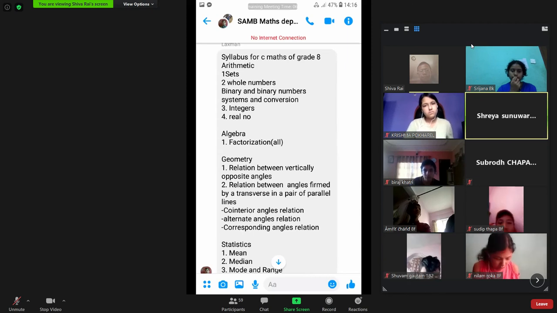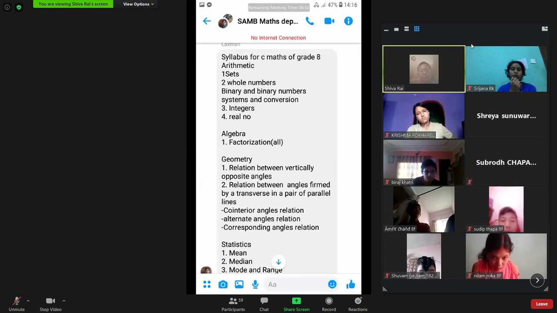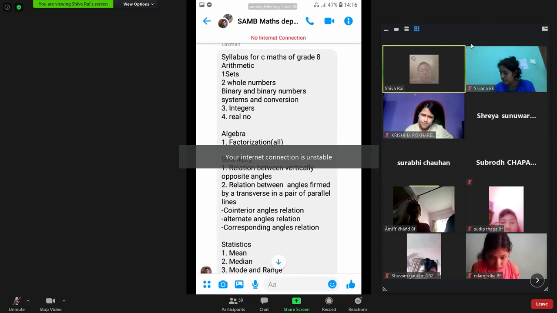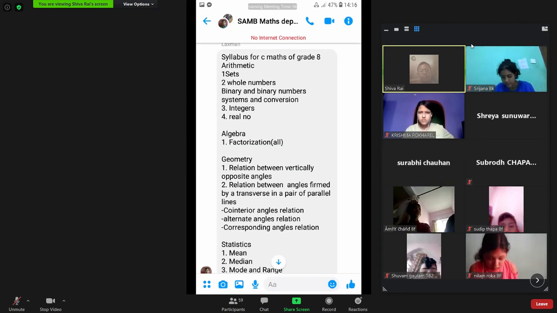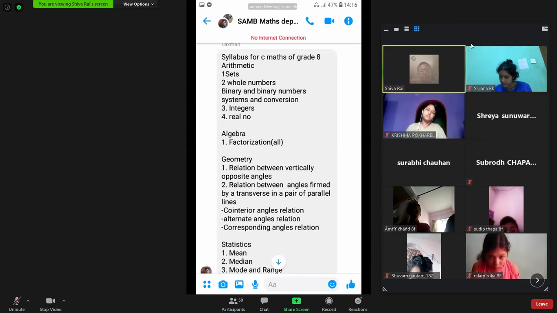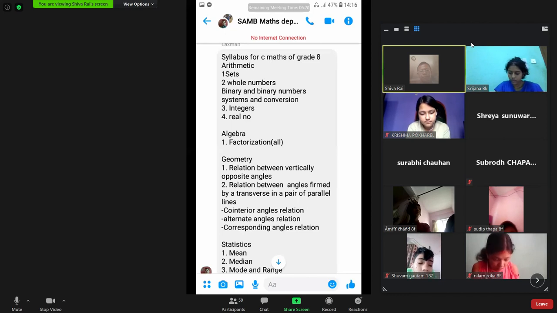Scientific notation also comes in the number system. You look in the number system, there everything comes. Real number is a very large number system, I already said. It includes every number system: natural number, whole number, integer, rational number, irrational number, all these things. In the real number system, everything comes.